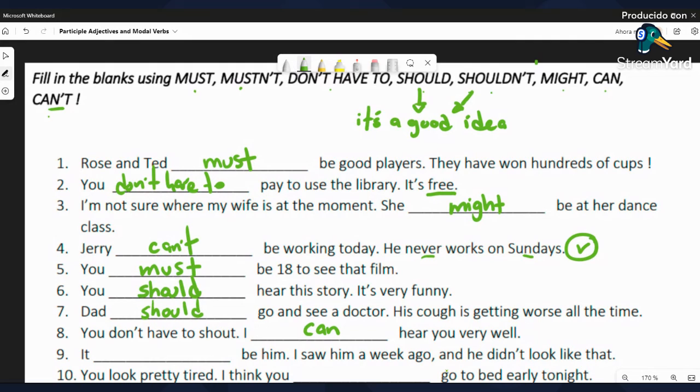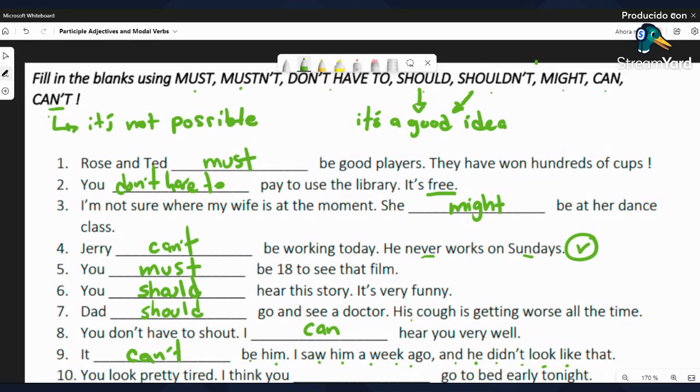Number nine, it can't be him. I saw him a week ago and he didn't look like that. Look at the background here. It says it can't be him. I saw him a week ago and he didn't look like that. So the correct answer is can't. So it's not possible. If you say can't, you are expressing also it's not possible. That's why I'm using can't.